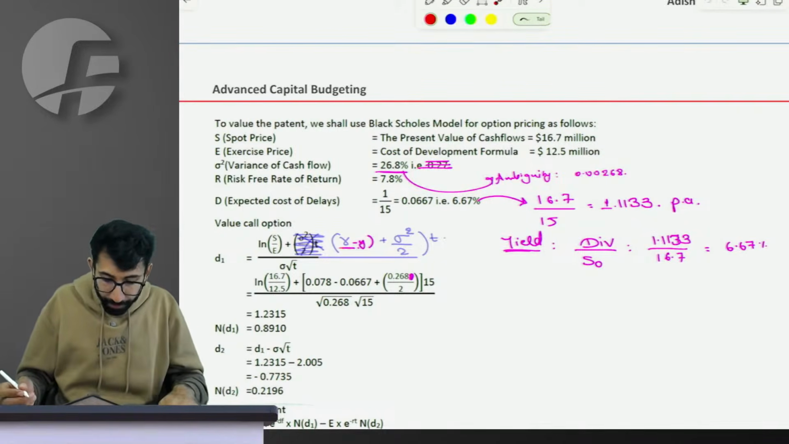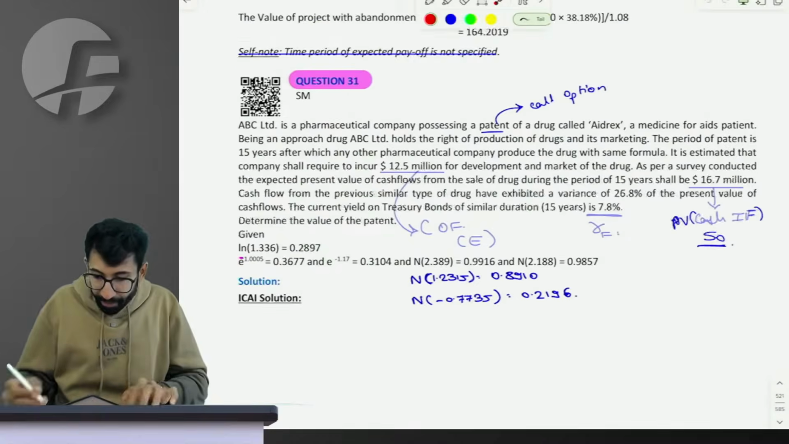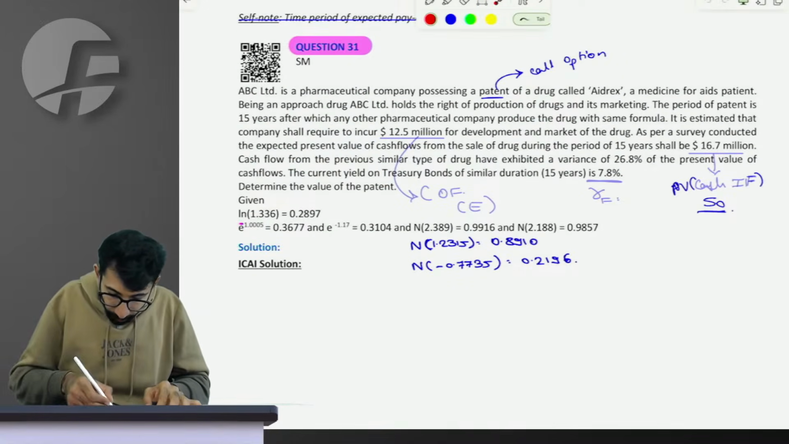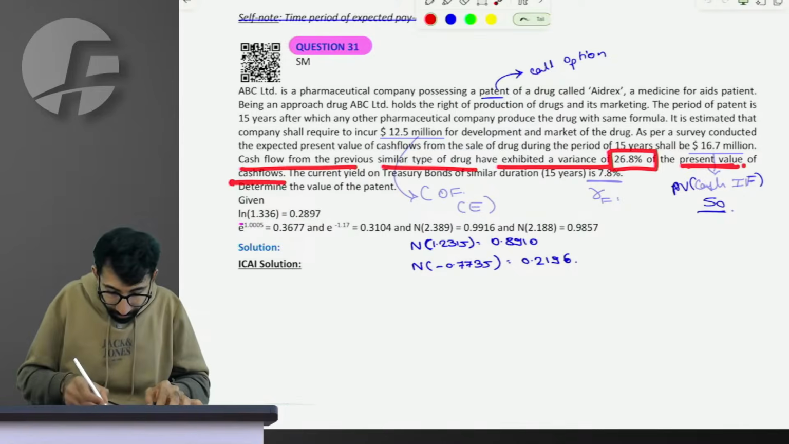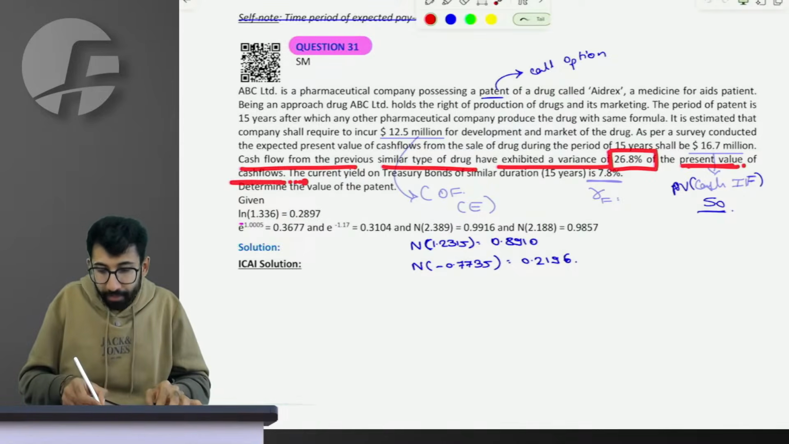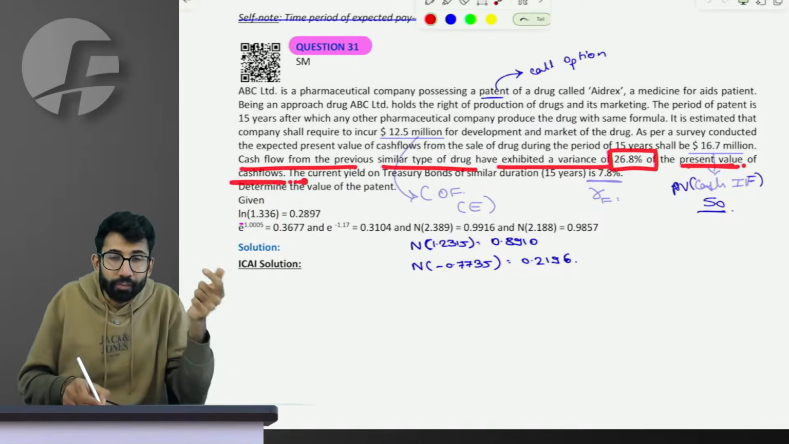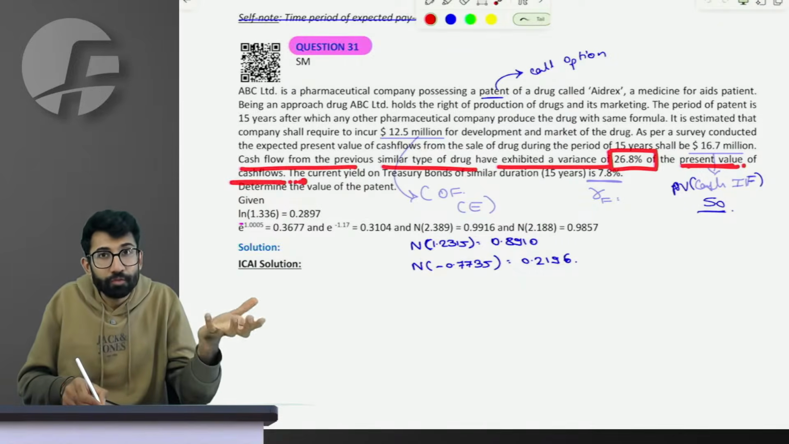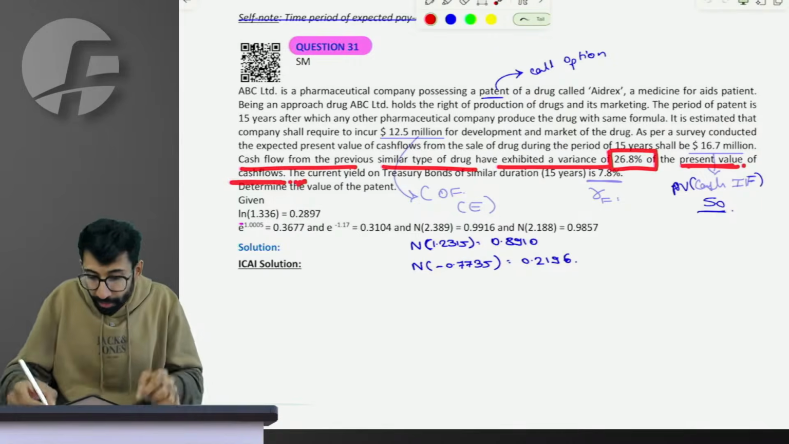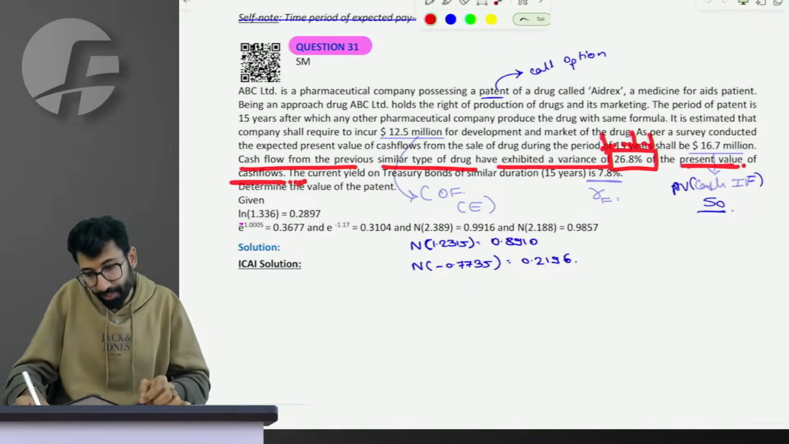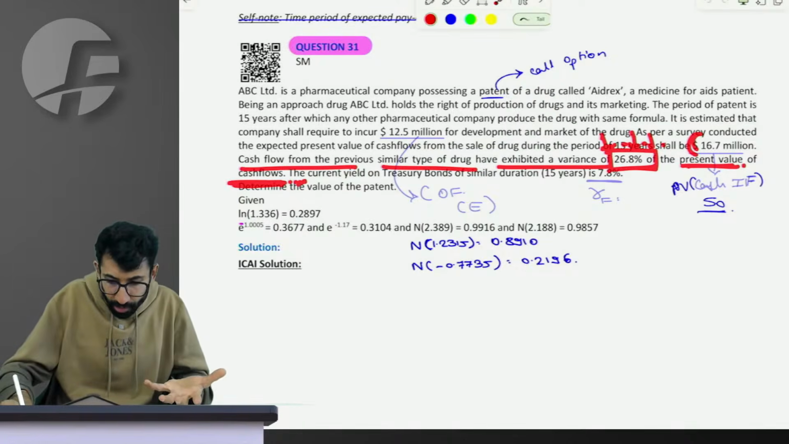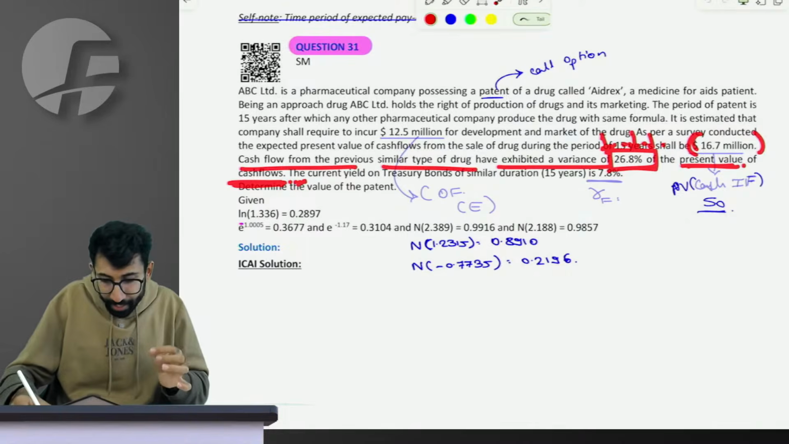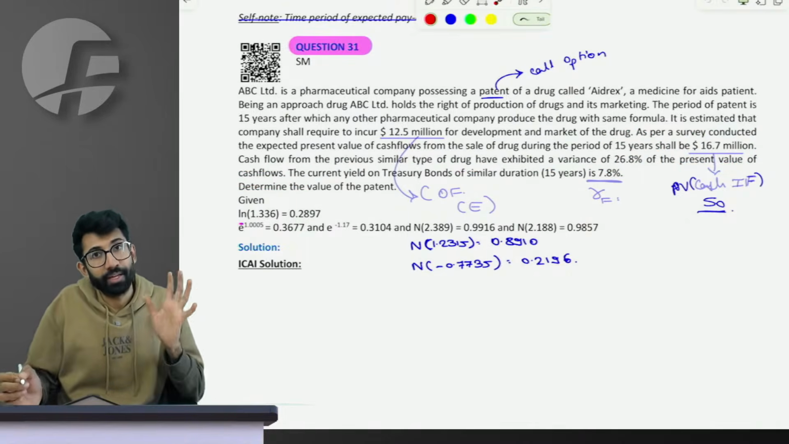Learning number 1. Sir, first is ambiguity by the institute. Cash flows from previous similar type of drug have exhibited a variance of 26.8% of the present value of cash flows. Right? In the future year, if we compare the cash flows variance fluctuation, it is 26.8% fluctuation of the present value. Whatever is the present value, how much is it? 16.7. So 26.8% is the variance, right?